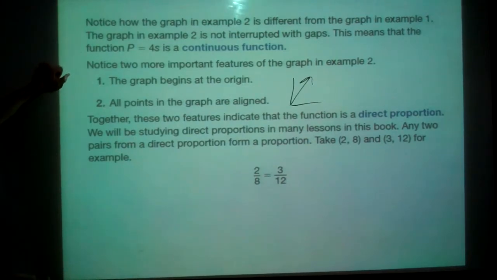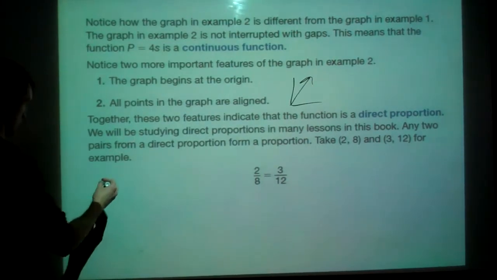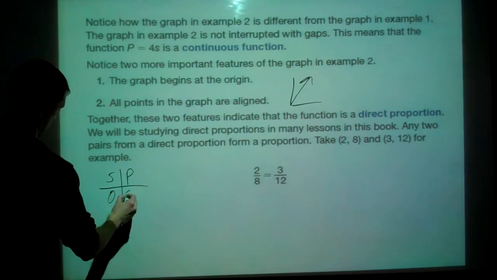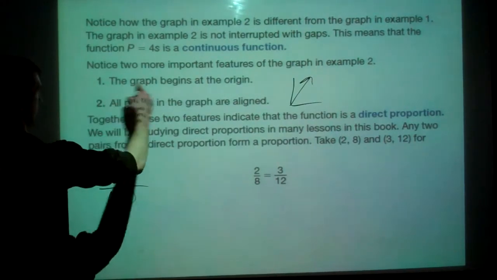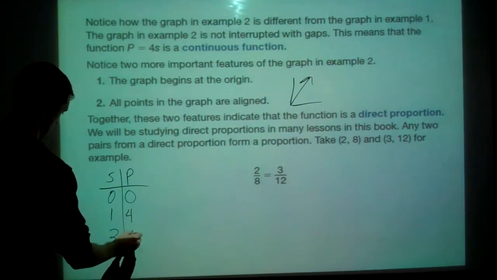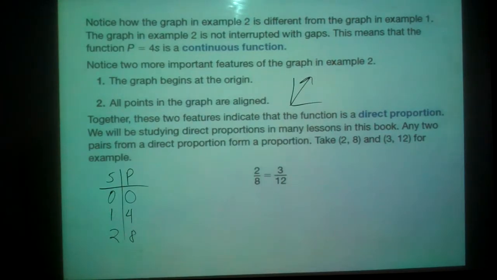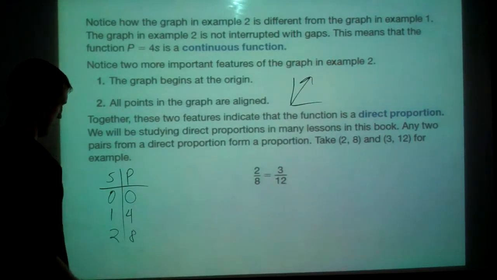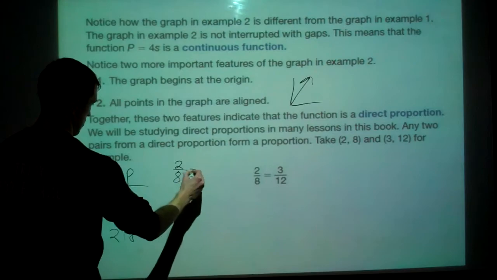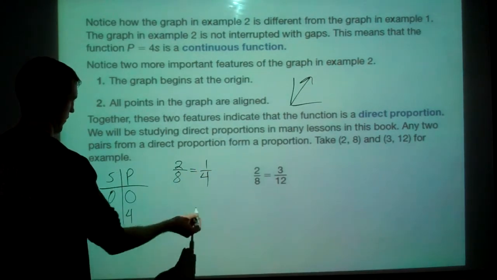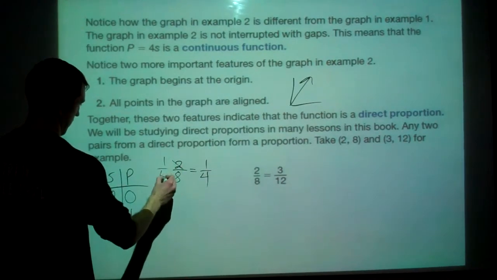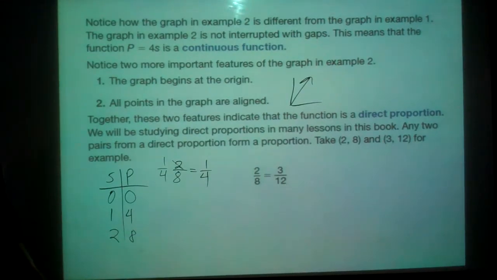Basically what you can do is take any two pairs, let's say we took, because we did S and P, we had 0, 0, we're not going to count that one though, because that's just this point right here. 1 and 4, and 2 and 8. You can take any two pairs, and they should be in proportion with each other. So if I do 2 over 8, it should equal 1 over 4. Is that true? Well, if I reduce this, if I divide by 2, I get 1. If I divide by 2, I get 4. Yes, that's true.